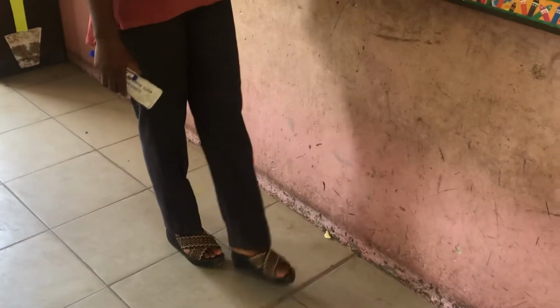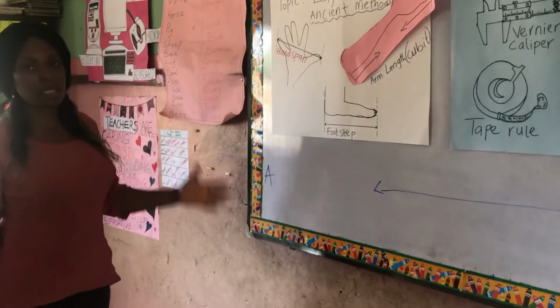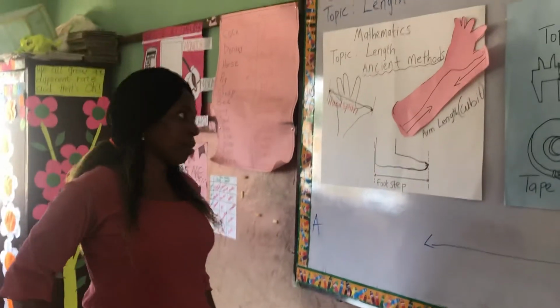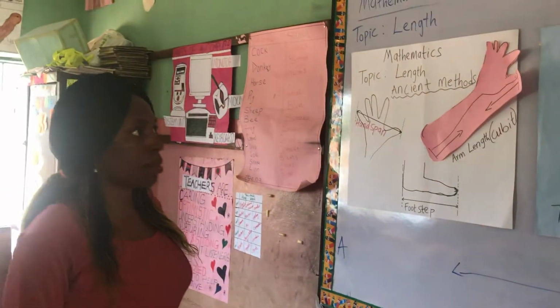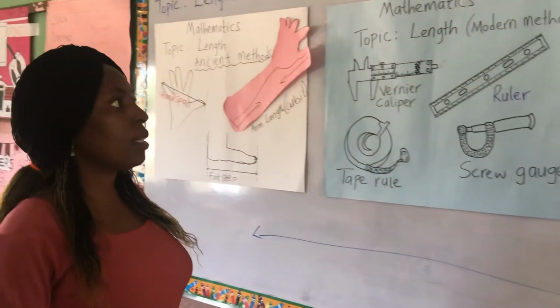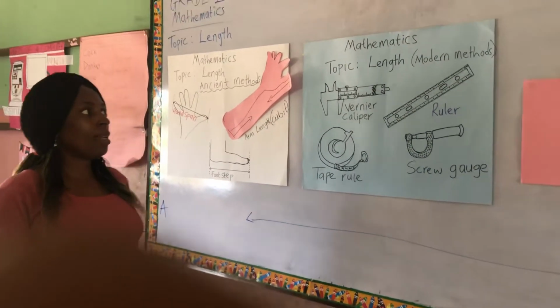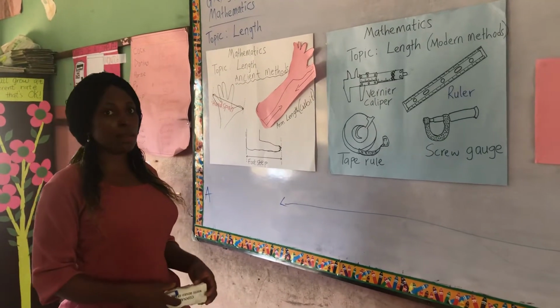The foot step, you drop this step and you move the next one, and that gives you the foot step. These were the methods the people in the ancient times used in measuring length. Some also used rope to measure length. Now, what about this our present time or the modern time? What are the instruments we use in this modern time to measure length?